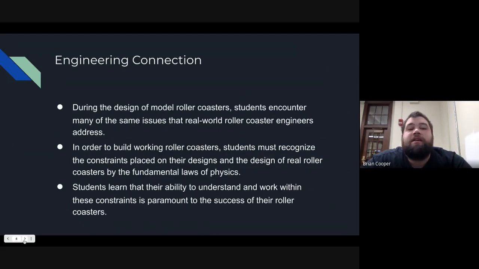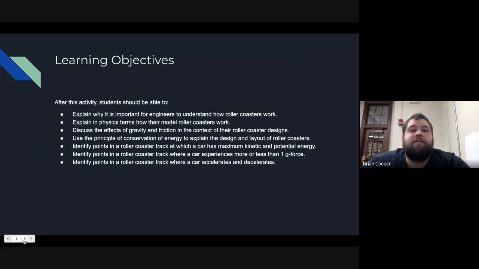Engineering connection. During the design of model roller coasters, students encounter many of the same issues that real-world roller coaster engineers address. In order to build working roller coasters, students must recognize the constraints placed in their designs and the design of real roller coasters by the fundamental laws of physics. Students learn that their ability to understand and work within these constraints is paramount to the success of their roller coasters. So here are the learning objectives.